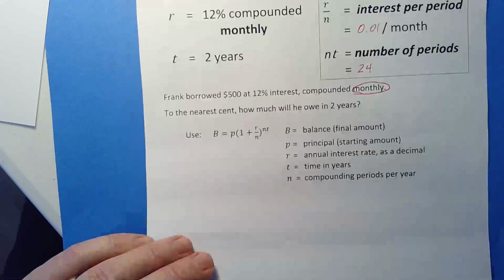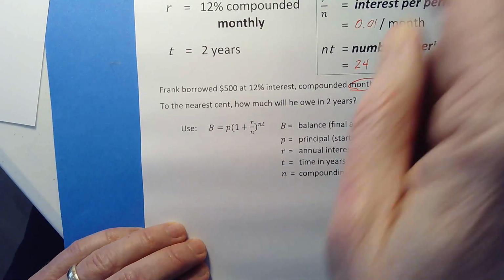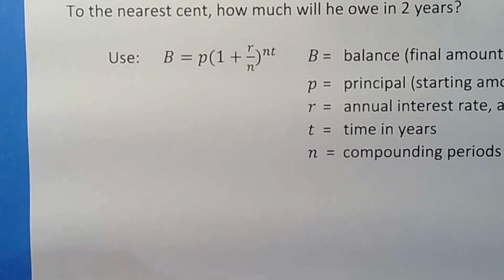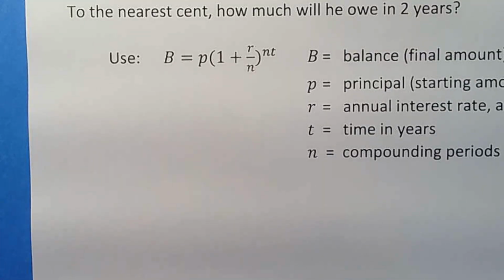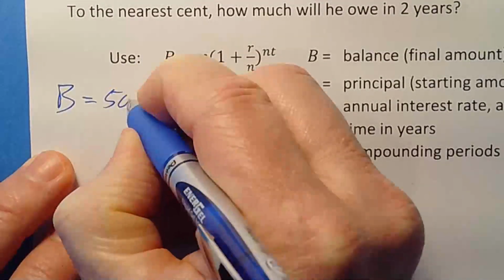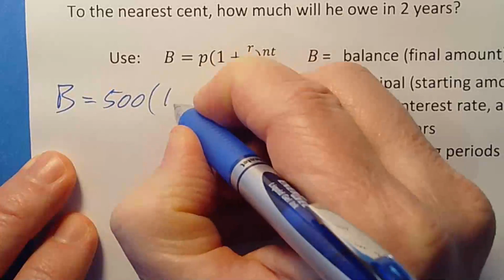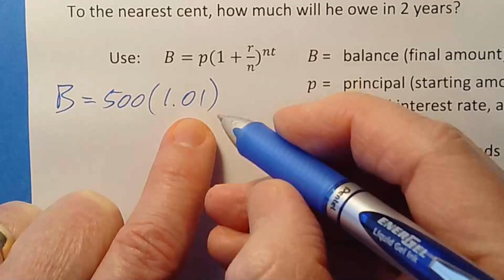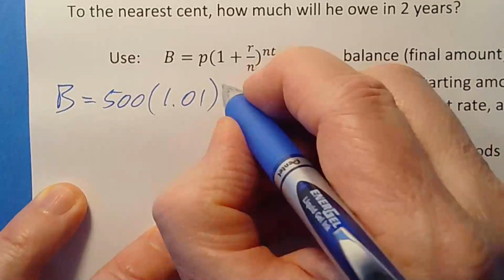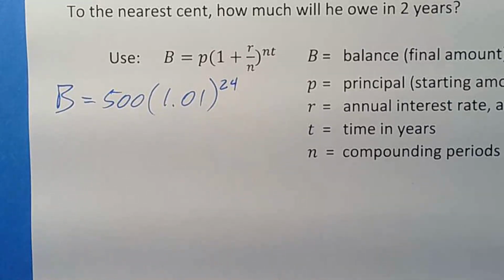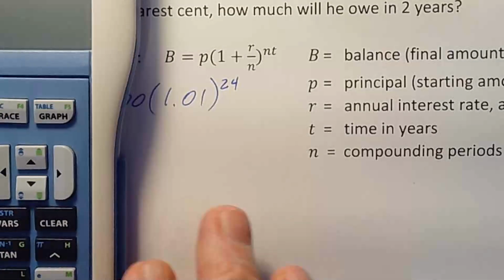Now let me zoom in and look at that calculation. So I'm going to zoom in down here. Okay, all right, here we go. What we ended up with is this: B equals $500 times 1.01, because it's going up 1% every period, but I'm doing it for 24 months, so that's to the power of 24. We grab our calculator and calculate that out.